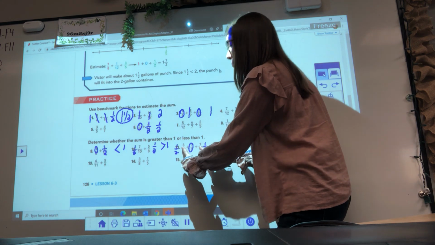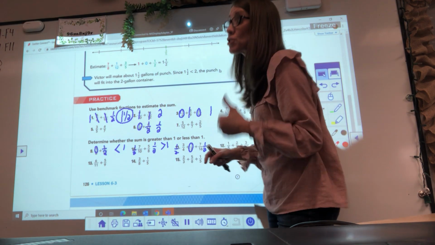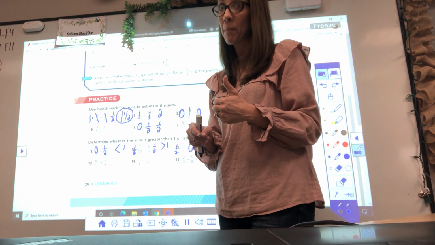If you are rounding both of these answers down to a half, then you know your real answer is actually going to be more than what you're guessing. Does that make sense? Yes.